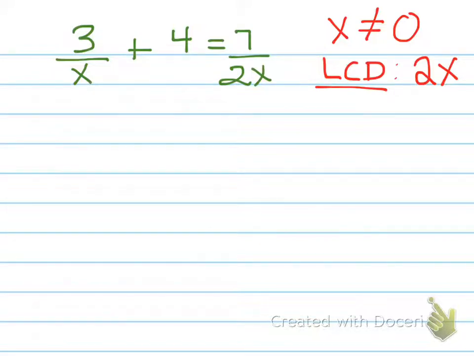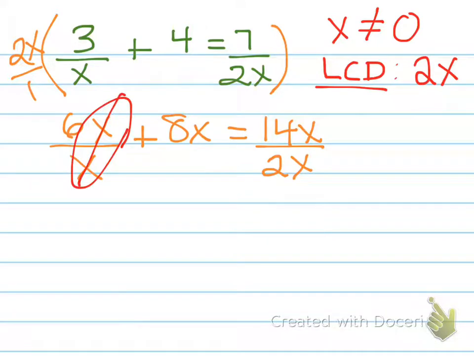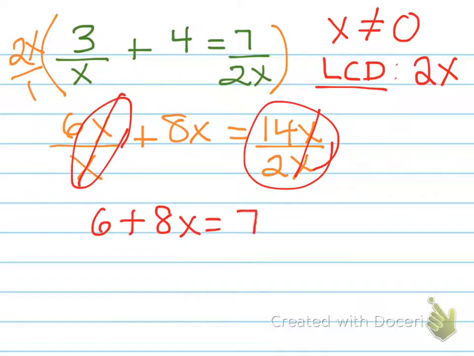A different thing that you can do is by multiplying this whole equation by 2x. Now when you do this, you're only going to multiply the numerators, so it's 2x over 1. And when you do this, you're going to get 6x over x plus 8x equal to 14x over 2x. Now the reason why this works is because if you notice, we can simplify both of the values and our variables. So we have 6 plus 8x equal to 7.